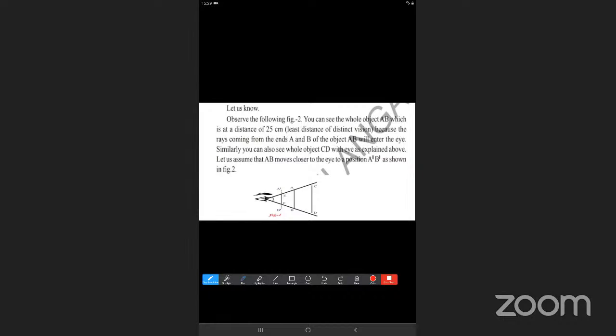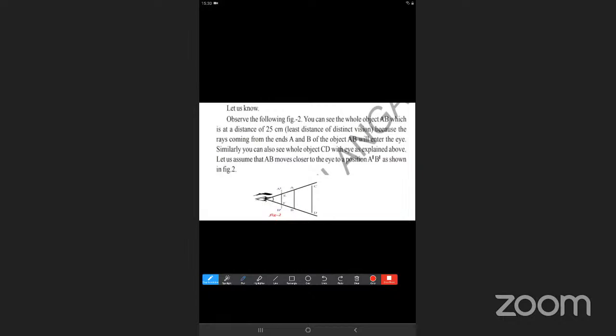You can see the whole object AB, which is at a distance of 25 centimeters. That is the least distance of distinct vision. So here this is the position of AB. Okay. So now the distance from your eye to this AB point is 25 centimeters. You can see the whole object AB, which is at a distance of 25 centimeters.